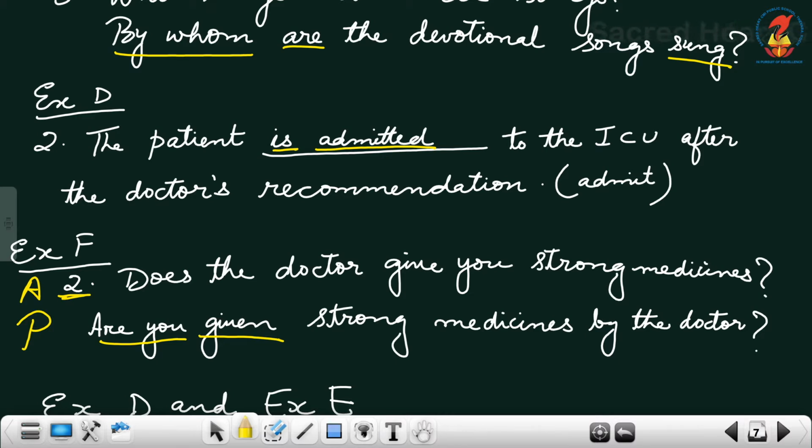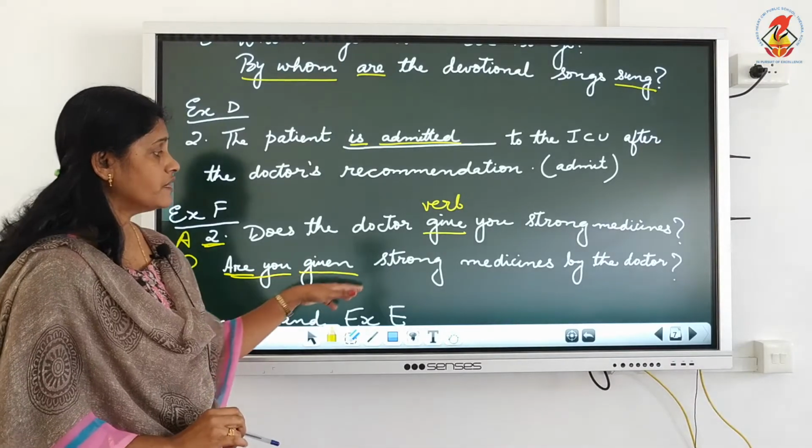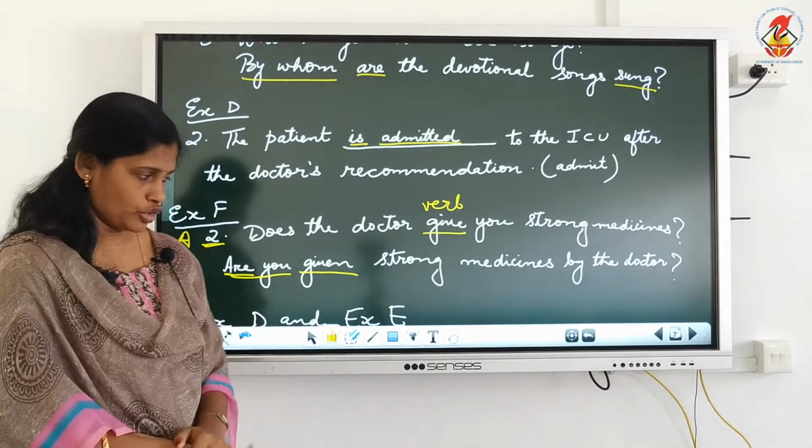So, how will you convert it into interrogative form? The verb comes in the front. Are you given, and the subject, are you given? The given is, did the doctor give? This is the verb, isn't it? So, you have taken the past participle form. Are you given strong medicines by the doctor?